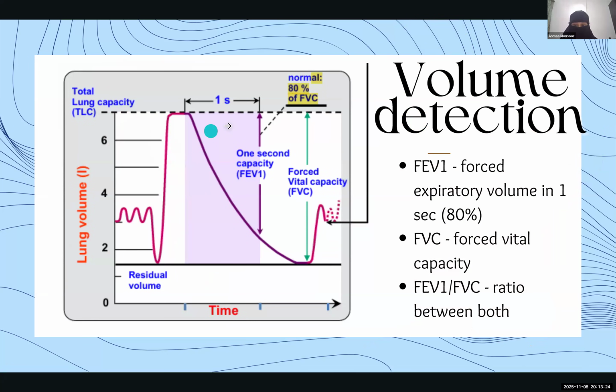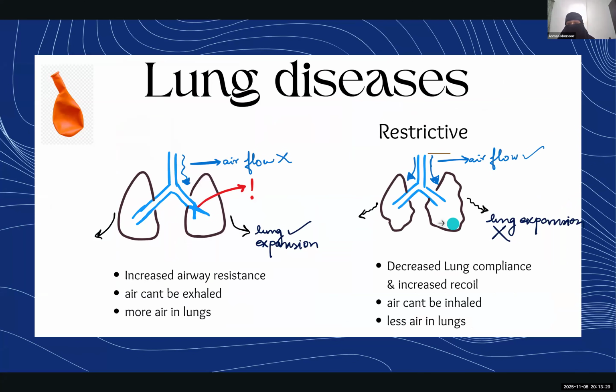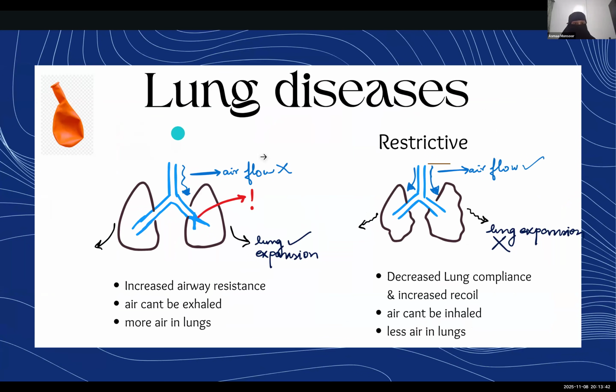Now, as you can see, this was what I explained before. Before we go into the important topics, let me talk to you about the two different types of diseases. It's supposed to be written obstructive over here. We have the obstructive diseases and the restrictive diseases.